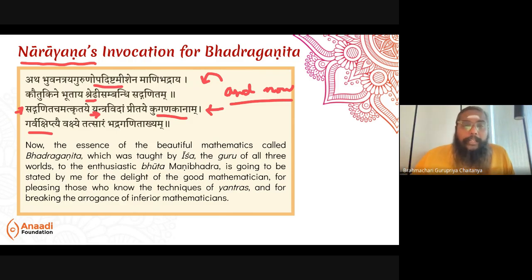Kuganakanam Garvakshiptyai. For the inferior mathematicians, for their garva to be thwarted. Vakshye Tatsaram Bhadraganitakyam. See, it used to be very popular in earlier traditions too, in the fora, to challenge mathematical problems to those who come to the court and ask for research funding, so to speak.